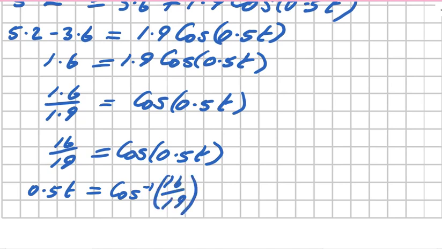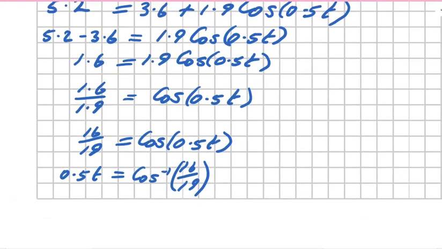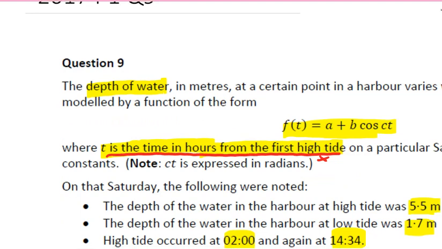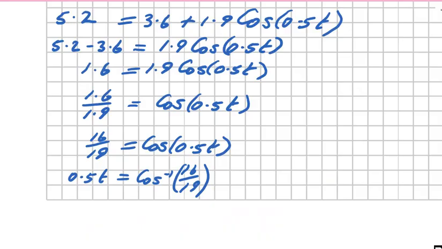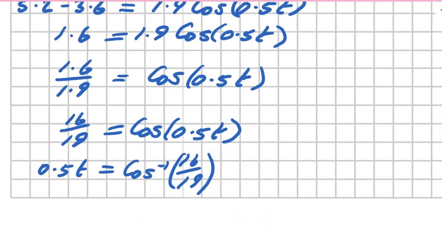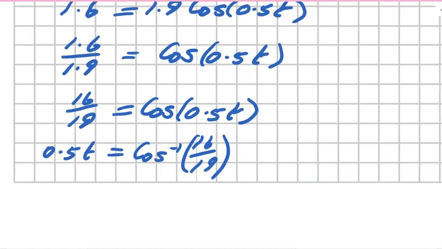Now, we've got to be careful at the start of the question, just to remind us of something here. It's very important to remember the angles are measured in radians. So 0.5t is measured in radians, so we have to work in radians here on our calculator. If you work that out on your calculator, you get 0.5t is equal to 0.5696.